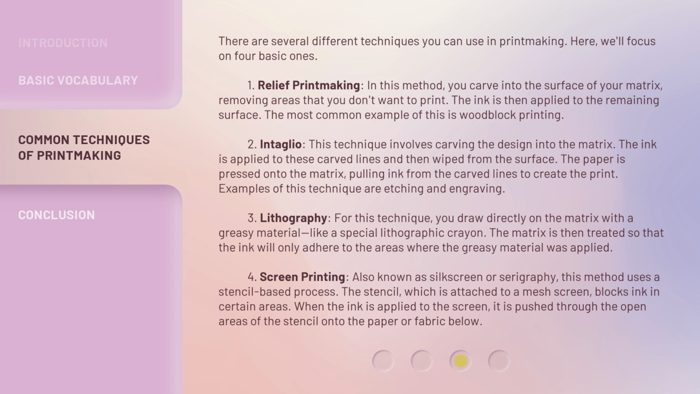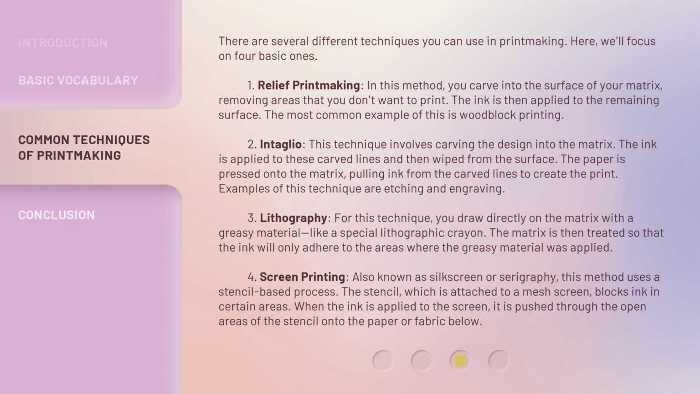2. Intaglio. This technique involves carving the design into the matrix. The ink is applied to these carved lines and then wiped from the surface. The paper is pressed onto the matrix, pulling ink from the carved lines to create the print. Examples of this technique are etching and engraving.